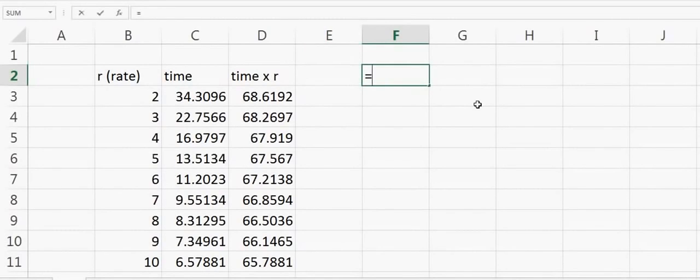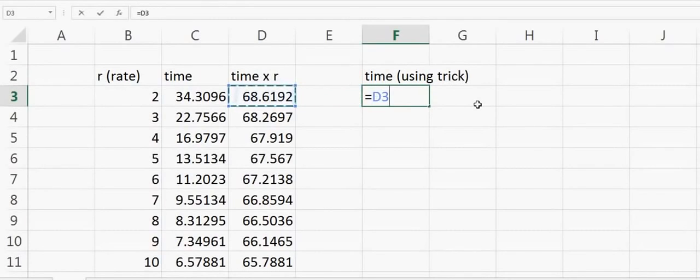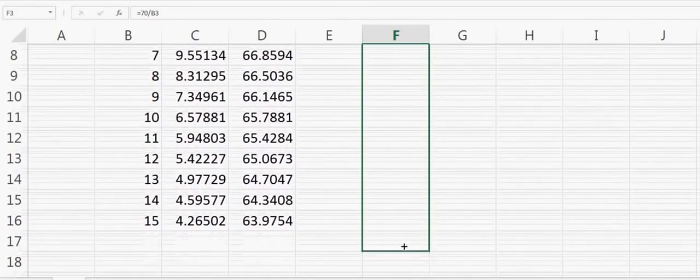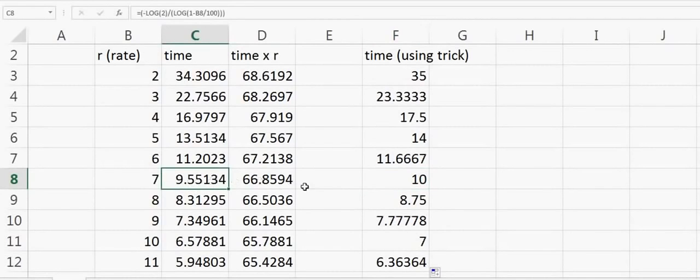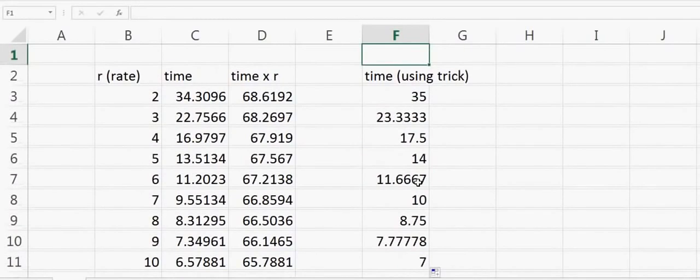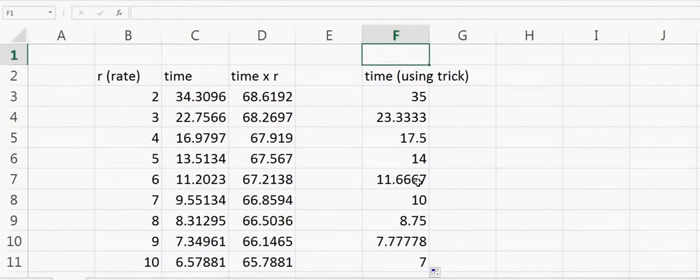Now if we calculate this using the trick, what should be the time using the trick? That should be equal to 70 divided by the rate, that's 35 years. So you can see that originally we were calculating 34 years, but by using the trick it's 35 years, so it's a very close approximation. We can keep doing this for all the rates, and we can see that the numbers are very close to each other. If we have 9.55 years here, we get approximately 10 years. So this is how the trick was made, and you can see that it does give you approximate values when you are trying to do this calculation.